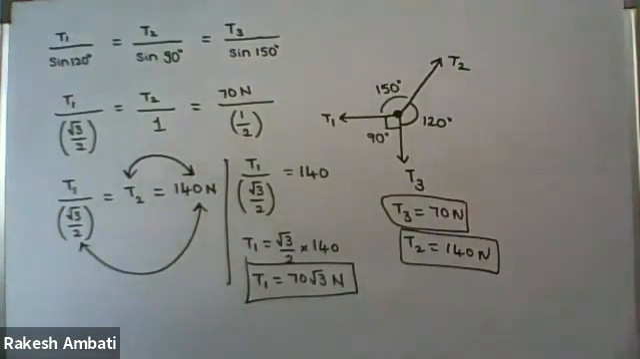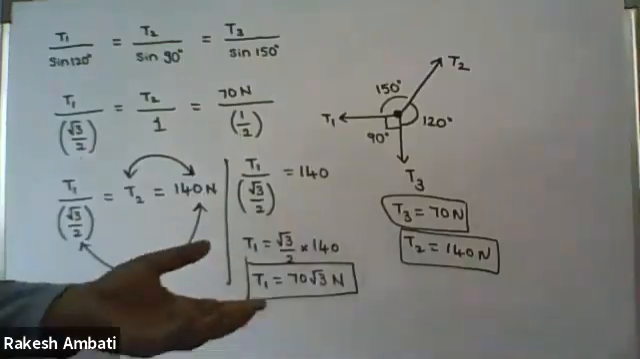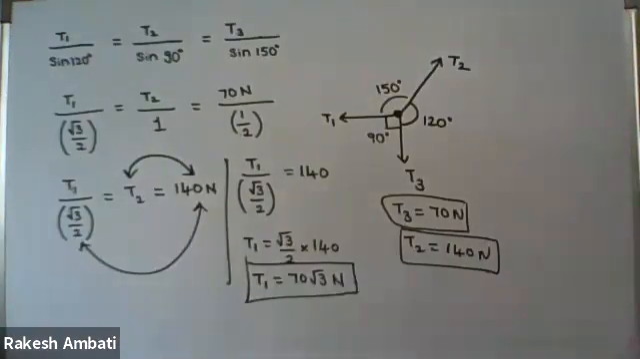How did you get T3 as 70 newtons? Please refer to the given figure. From the given figure, T3 is balanced by 70 newtons. Anushka, you see the given figure. The tension force T3 is balanced by the weight of the block, 70 newtons.